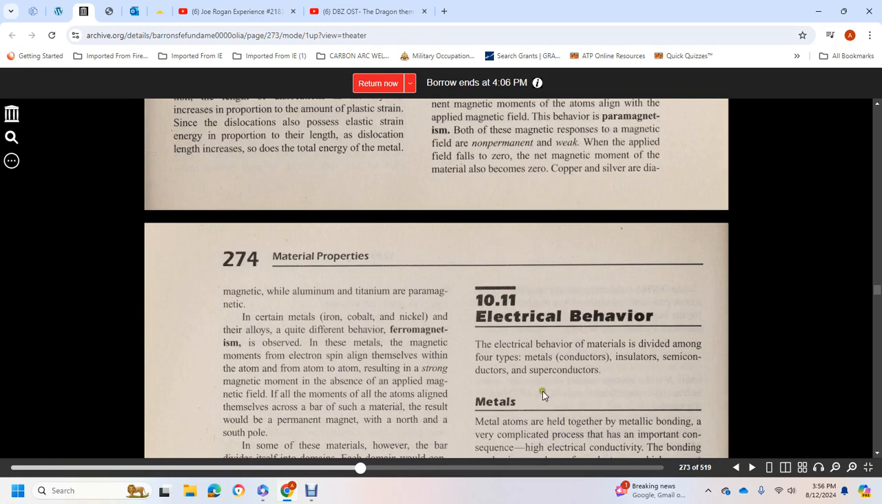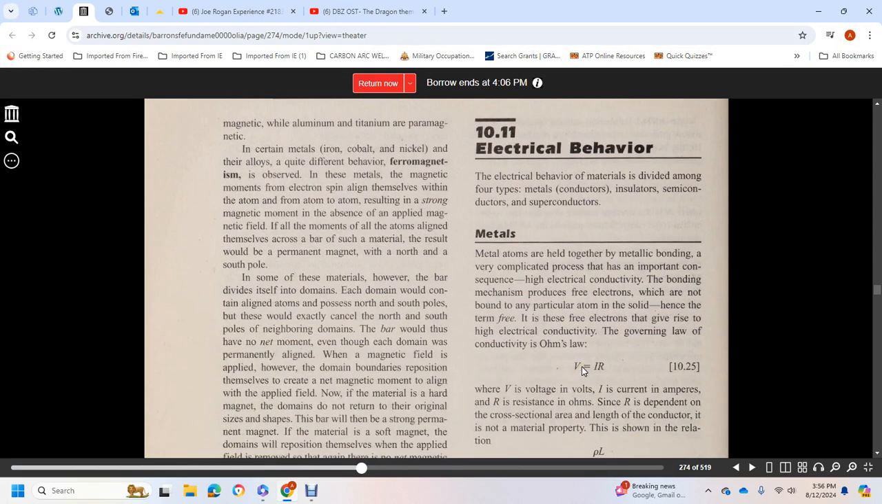10.11 Electrical behavior. The electrical behavior of materials is divided among four types: metal conductors, insulators, semiconductors, and superconductors. Metal atoms are held together with metallic bonding, a very complicated process with an important consequence: high electrical conductivity. The binding mechanism produces free electrons which are not bound to any particular atom of the solid, hence the term free. And these free electrons give rise to high electrical conductivity.